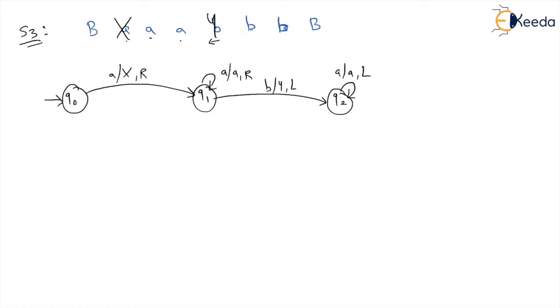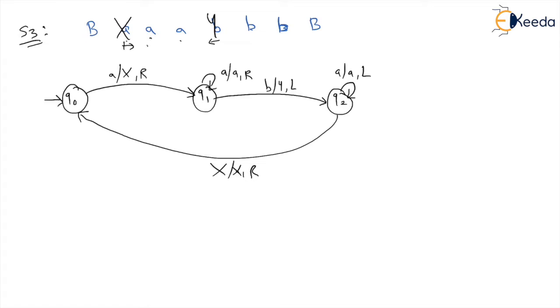So you bypass the first a, second a, and this bypassing and moving to the left is going to go on and on till you get the first x, right? And the moment you get the first x, you are going to keep that x as it is and move to the right. So I say in Q2 state, the moment you get the first x, which is over here, keep it as x and move to the right. So now you are over here.